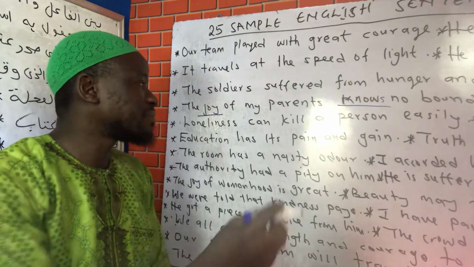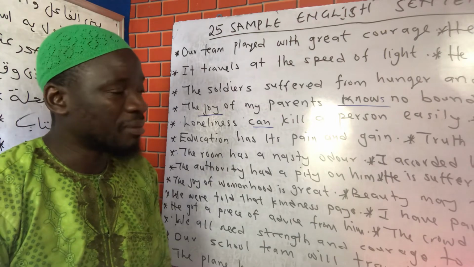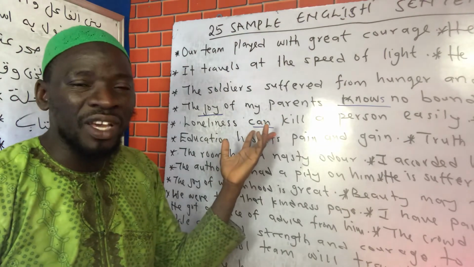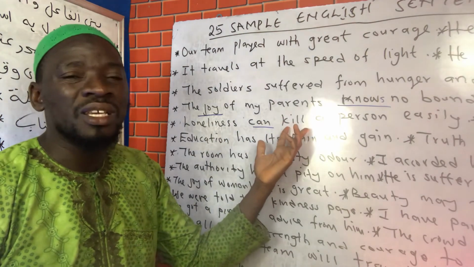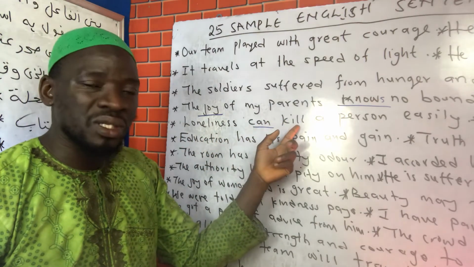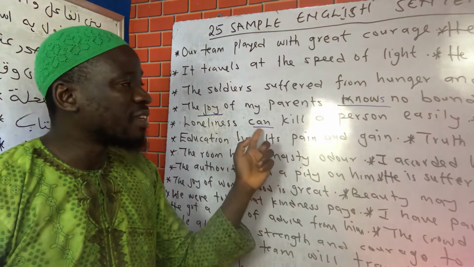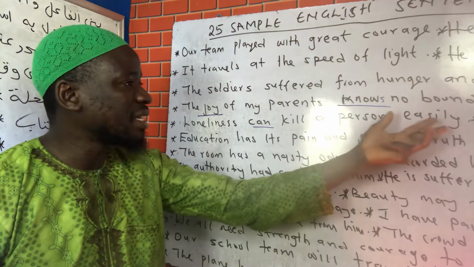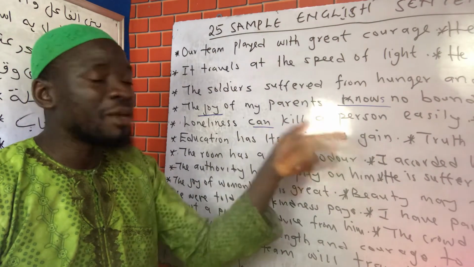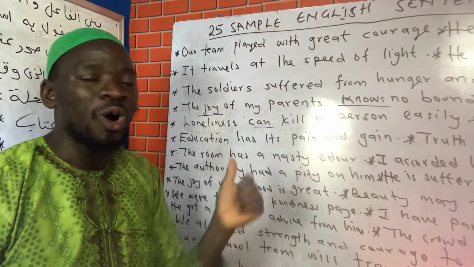The word can is a modal auxiliary verb. Any verb that comes after a modal auxiliary verb should also be in the simple present base form. We can see loneliness is singular, yet we don't say can kills. Why? Because kill is preceded by a modal auxiliary verb. Loneliness can kill a person easily. The word easily is an adverb. A person is a noun in the objective case, that is the object of the sentence.